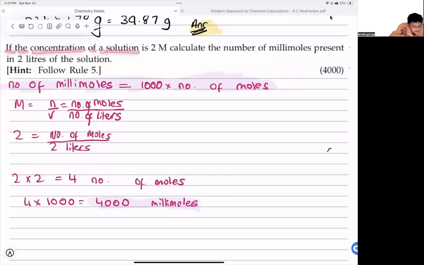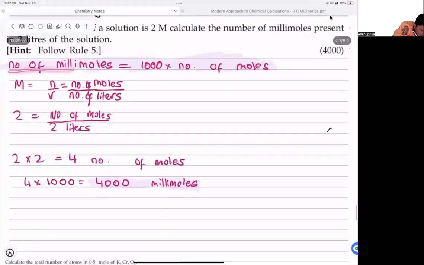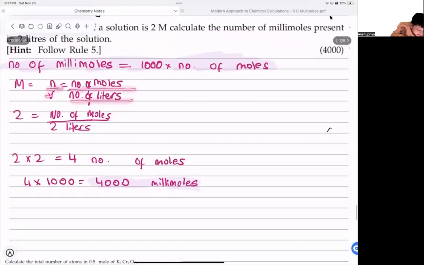The concentration of a solution is 2 M, big M, or molarity or molar concentration. Calculate the number of millimoles present in the 2 liters of the solution. The number of millimoles is equal to 1000 times the number of moles. And we know that big M is what? n by V, so number of moles upon number of liters.